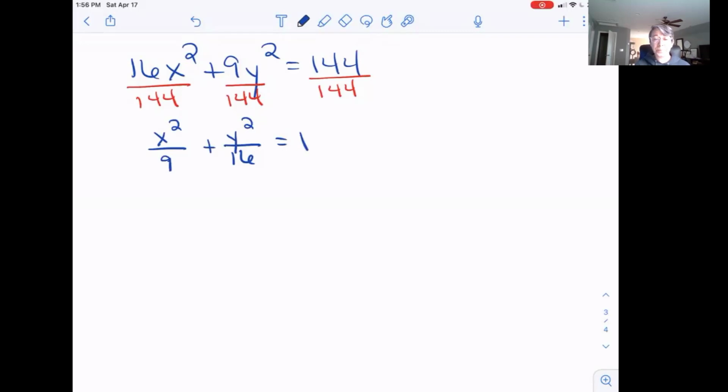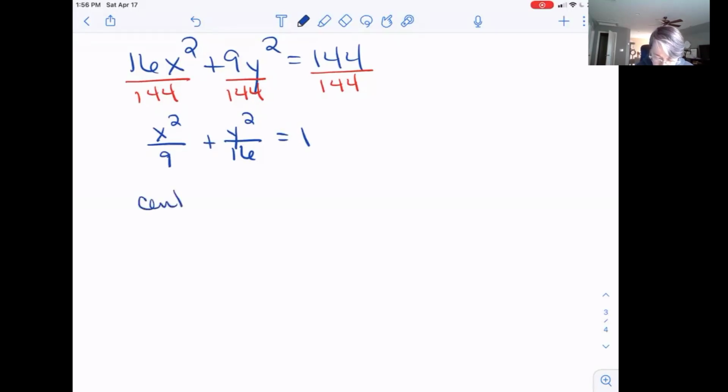Hey, look at that. We don't see an h and k, so that means we have a center at 0, 0. Now this also tells us that we have an a value of 4. Remember, a is the larger distance. It happens to be under the y. So we have an a value of 4, a b value of 3, and we can use those to find our c value.